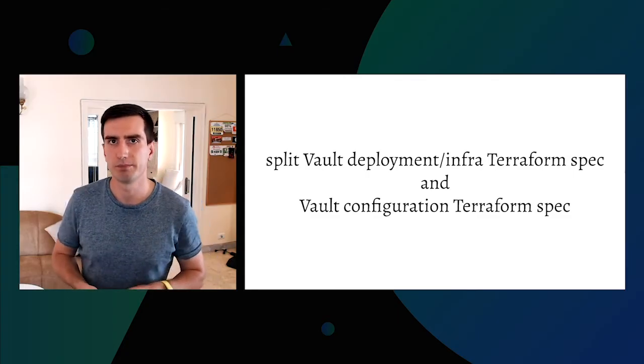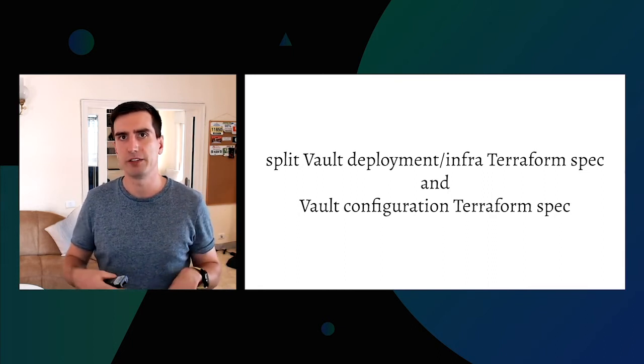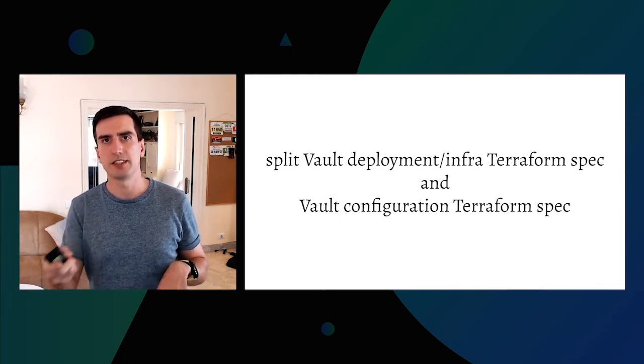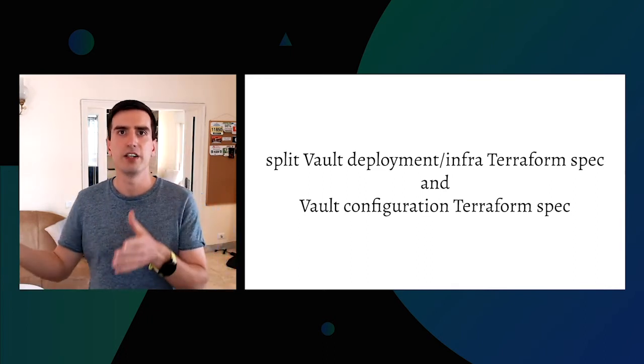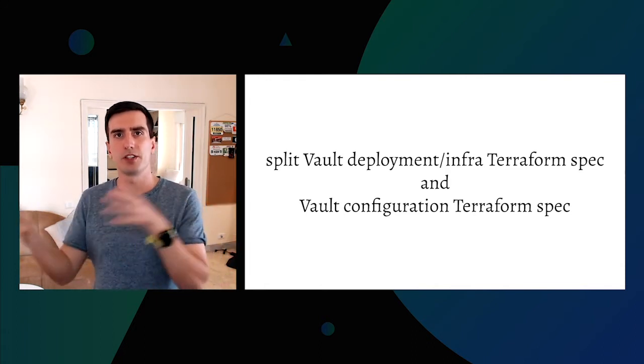Now, this actually assumes that you do both parts with Terraform. If you deploy it to Kubernetes using Helm, that doesn't really apply, because you're already splitting your Vault deployment and your Vault configuration into two separate specs. With Kubernetes, you have the Vault Helm chart, which deploys your Vault instance, and then you have a Terraform spec that configures your Vault instance. If you do EC2, for instance, then that's what I mean here.